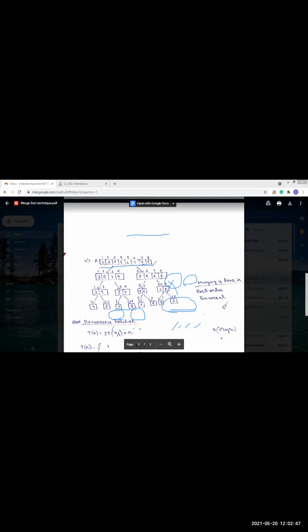Here also we are doing the left portion first, then the right portion, and after that the root. So if we observe it carefully, we can see that merge sort is basically the post-order traversal. It follows the approach of the post-order traversal. So merge sort can be done this way.